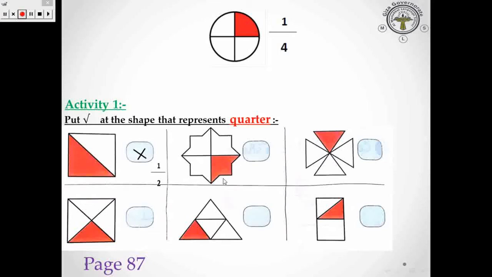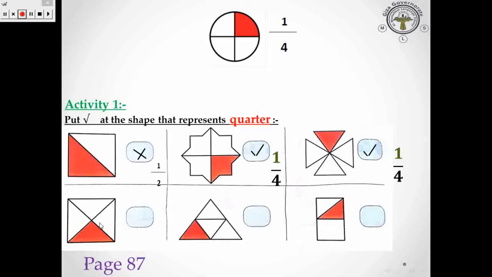Next shape. This shape divided into 4 equal parts. What's the fraction of shaded part? How many shaded part? 1. How many total parts? 1, 2, 3, 4. Right, 4 and down. So this shape that represents quarter. Put mark. Next shape. This shape divided into 4 equal parts. How many shaded parts? 1. Right, 1 and up. How many total parts? 1, 2, 3, 4. Right, 4 and down. So this shape that represents quarter. Put mark.